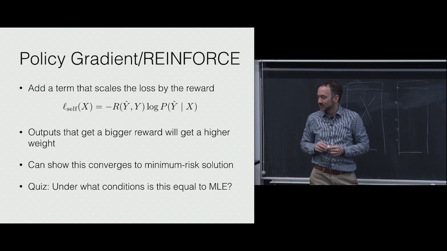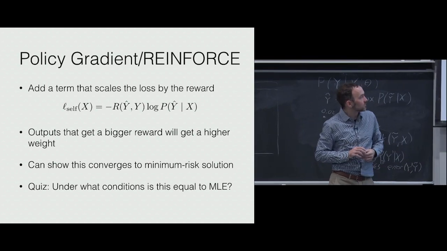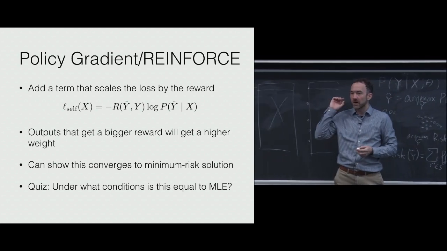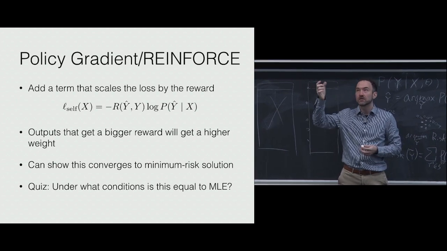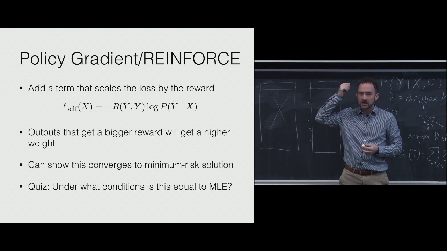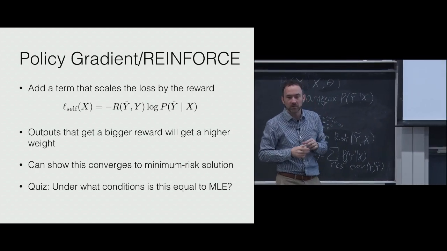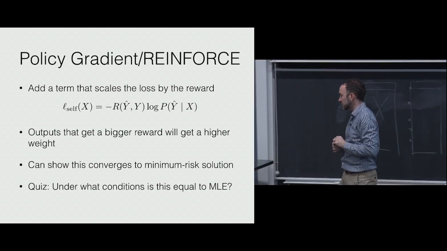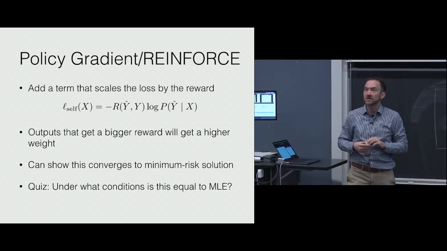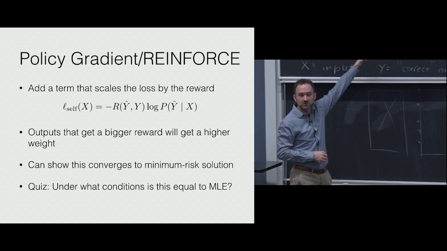R of y hat comma y. When this becomes one, that means when we have the completely correct prediction. Right. So basically, when R is defined as the 0-1 loss, so in other words, you get an error of 0 when you're correct, and you get an error of 1 otherwise, basically this will converge to maximum likelihood estimation. So you can see that reinforce is a generalization of maximum likelihood estimation that allows you to consider some sort of evaluation function in your training.